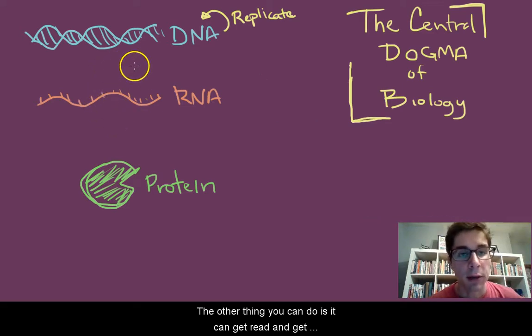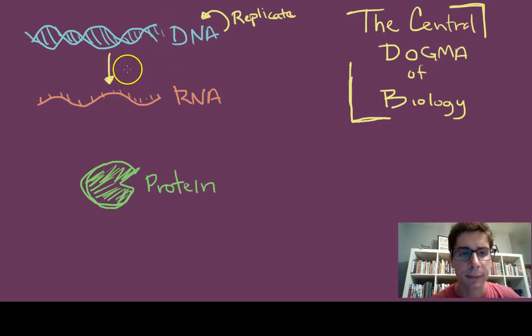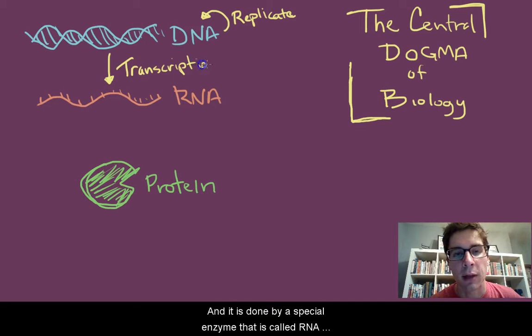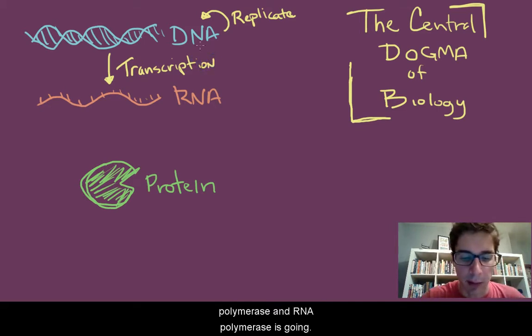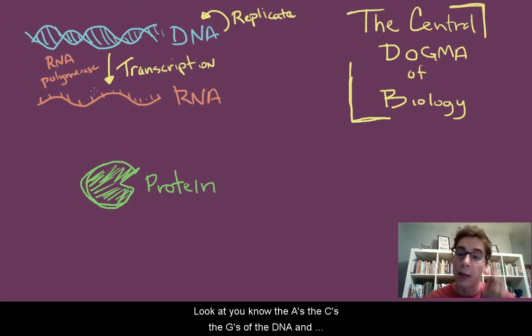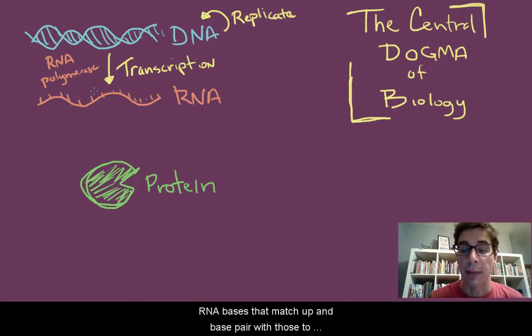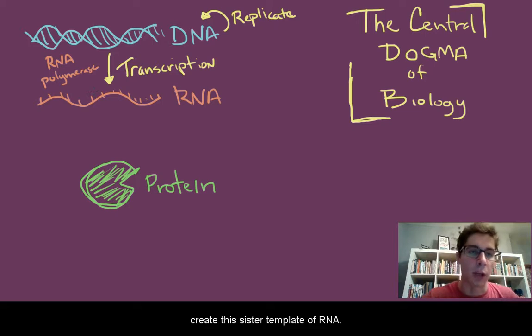And the other thing it can do is it can get read and get copied into something called RNA, which is like a sister molecule to DNA. And this process is called transcription, and it is done by a special enzyme that is called RNA polymerase. And RNA polymerase is going to go through and it's going to read the base pairs of our DNA. And what happens is it will look at the A's, the C's, the G's of the DNA and then find corresponding RNA bases that match up and base pair with those to create this sister template of RNA.